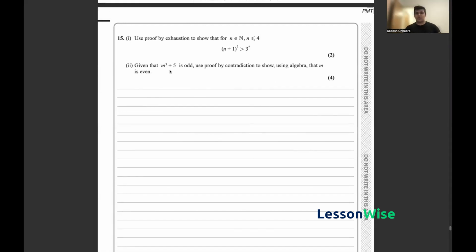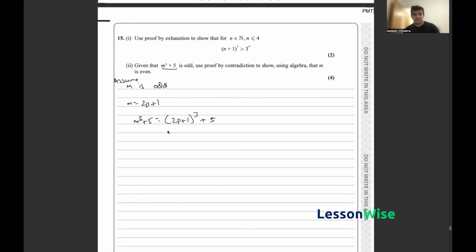So for the second part of this question, we have been given that m cubed plus 5 is odd, and we thus have to use proof by contradiction to show using algebra that m is in fact even. So a good starting point here is to first take the statement that m is odd. So we can write a little 'assume m is odd' here, and we can also assume that m is equal to 2p + 1. Now, if we were to go ahead and substitute m into this value here, we know that m cubed plus 5 is equal to (2p + 1)^3 + 5.